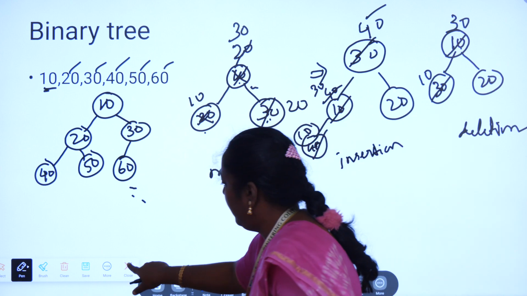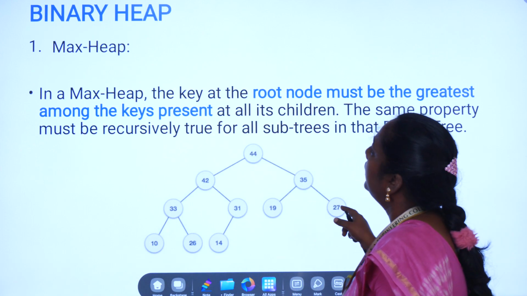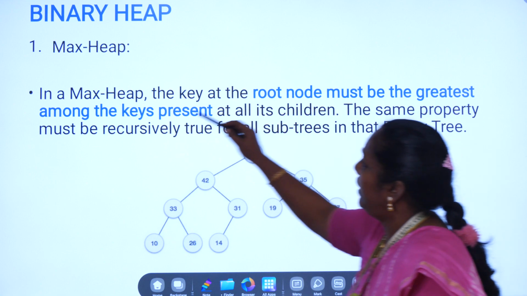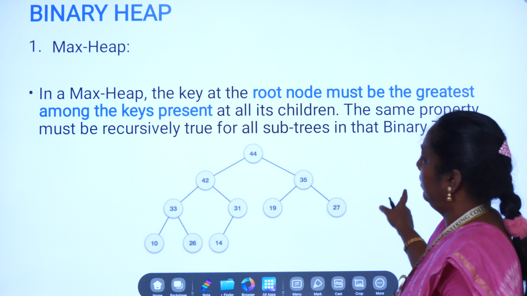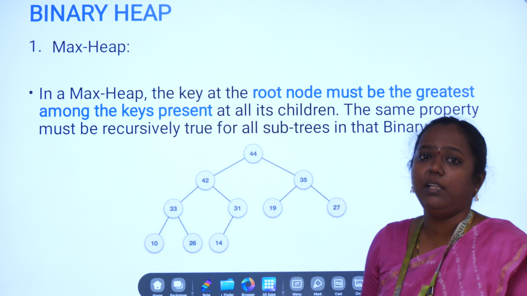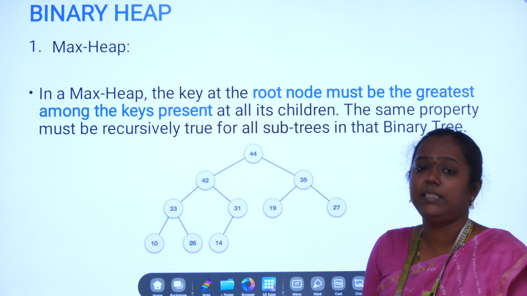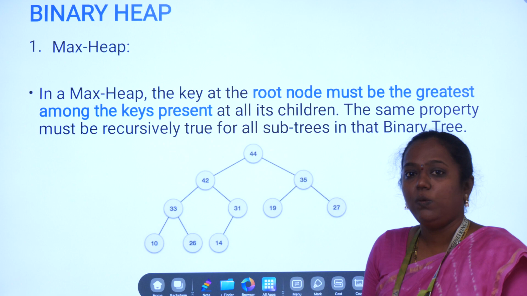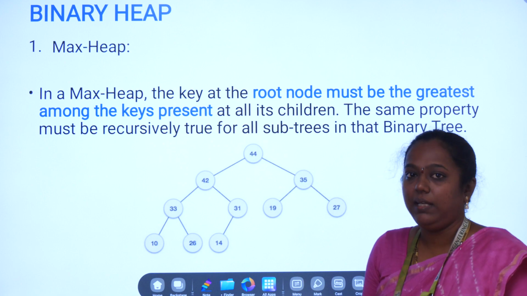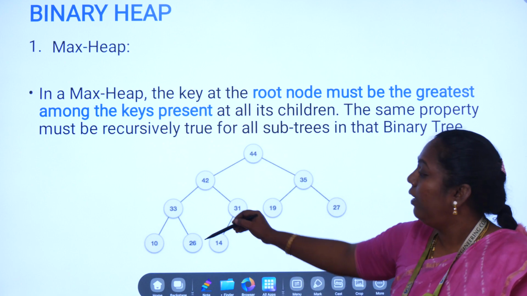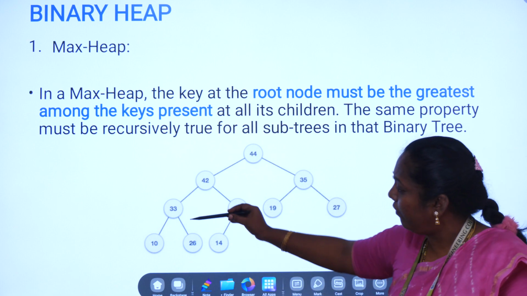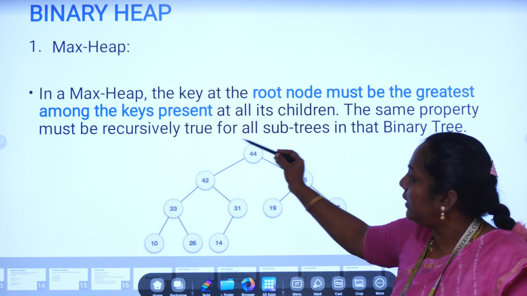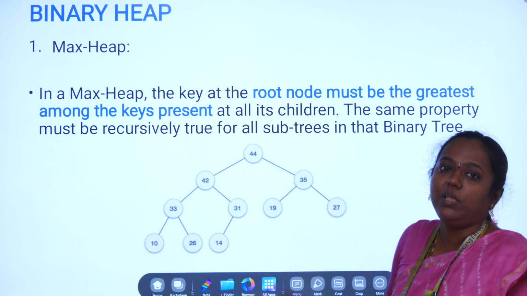Okay. With this we will go for problems. The same thing is given here. The root node must be the greatest value among the keys present. Look at this tree. In some cases they will give you the tree and ask you to find which is the max heap. Out of the 4 options, you need to select the correct one. First you need to check whether all the trees are binary trees. Then you compare with the root node. When the root node is satisfied, check with its parent, that is the grandparent node. And then check level by level.